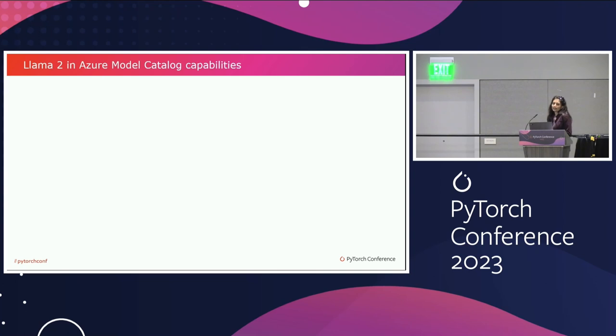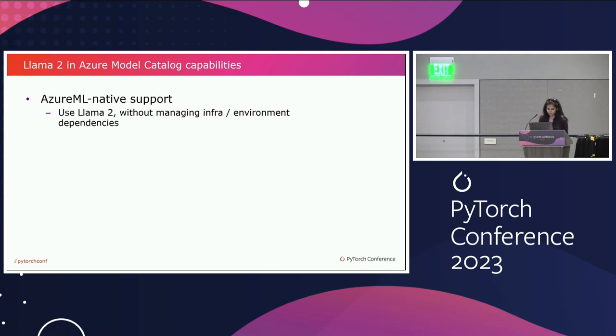Let's spend a minute talking about capabilities in Azure that make using Llama really, really easy for end users. First of all, there's AzureML native support, meaning you can use Llama without having to manage the underlying infrastructure or environment dependencies. And when you talk to data scientists who have spent time building traditional models, oftentimes they complain about the amount of time spent on managing this infra or environment dependencies versus actual data science work, right? And you'll see, when you use Llama in Azure, all of that is abstracted out for the data scientist user, so you can focus on what's important to you and not have to deal with all of those dependencies.